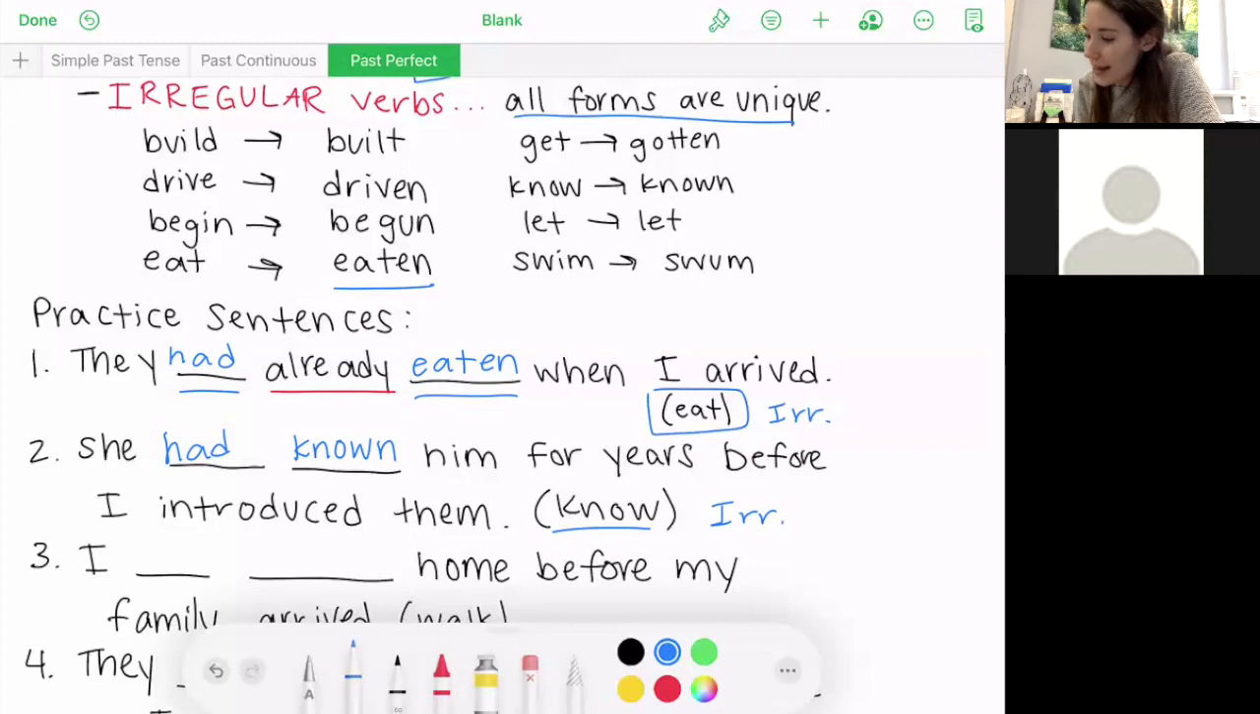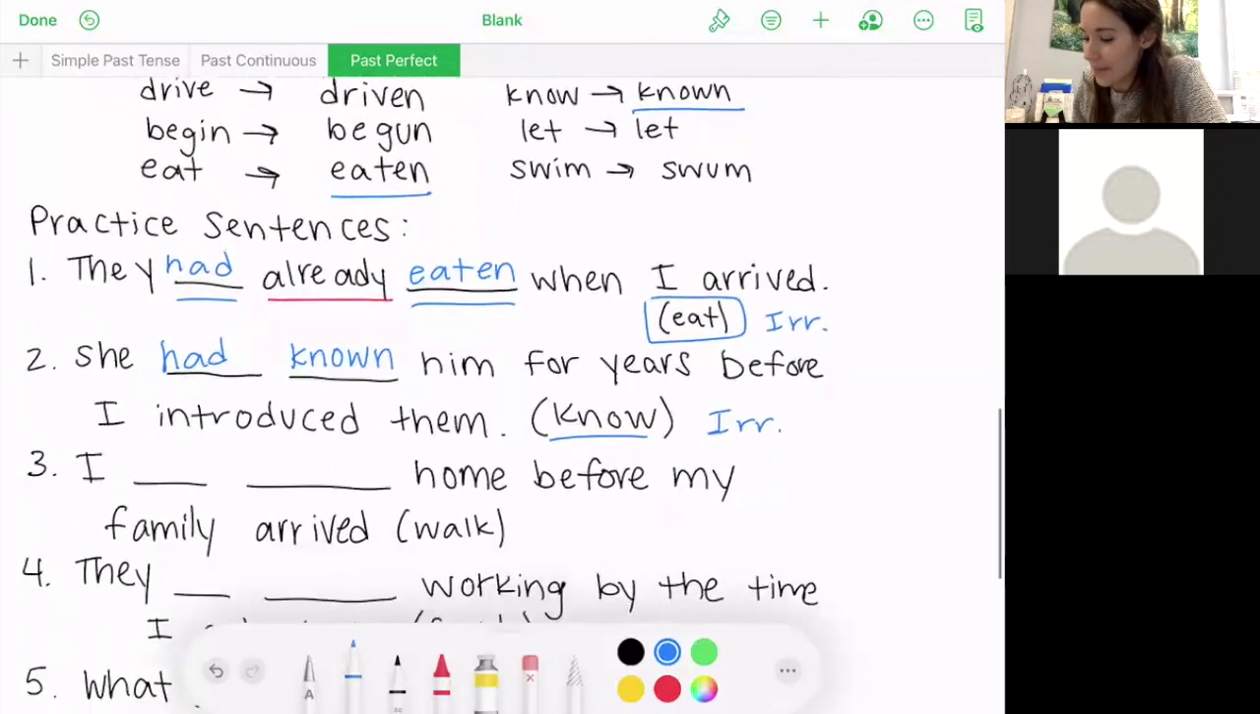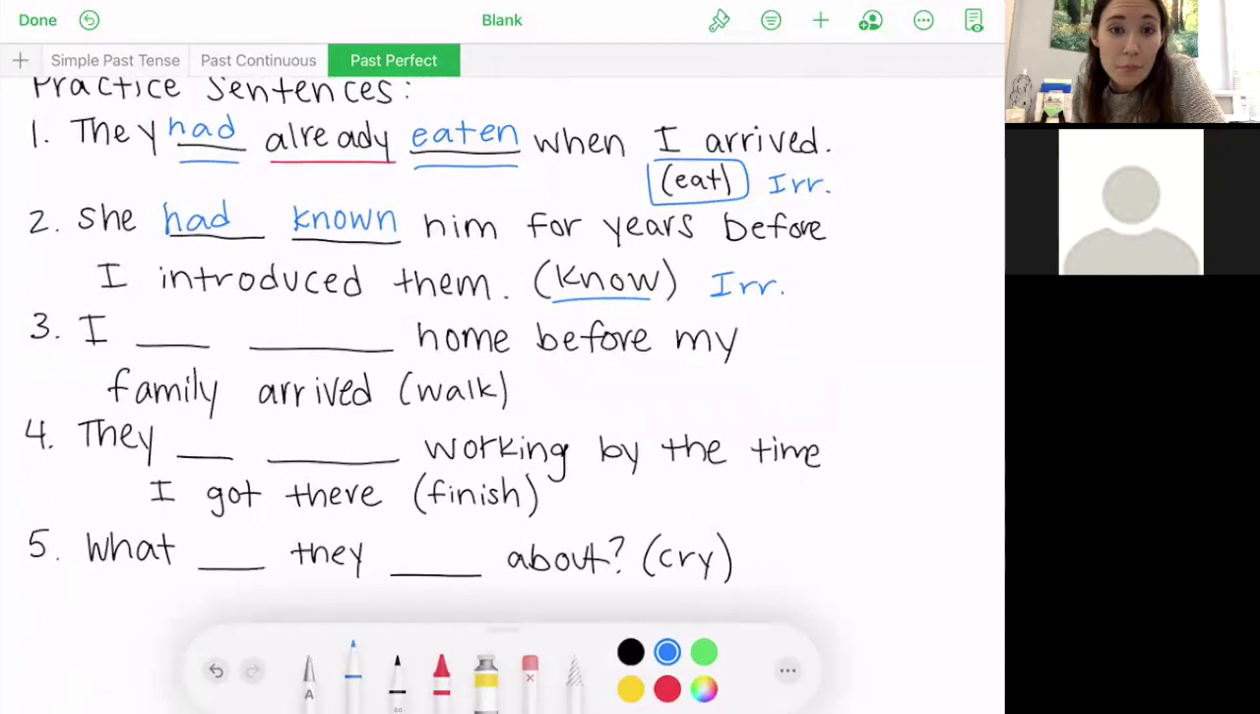Always use the word had, and we can refer back to our list. That's how important having a list is, so that when you're getting comfortable, you can refer back to something and check your answers. Had known. Had known. All right, so now we're getting into some easier ones, hopefully. Let's look at number 3. I blank blank home before my family arrived.